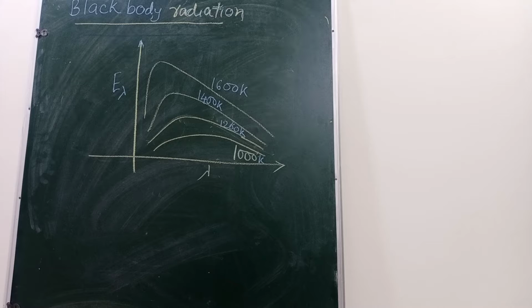Now let us see the black body radiation. The sun is a black body, but black body does not mean a black object. A black body is one which absorbs all the radiation at low temperature and emits all that radiation at high temperature. That is called a black body.